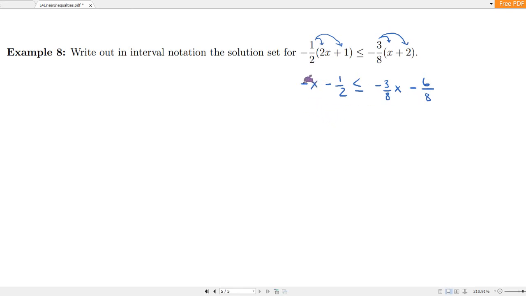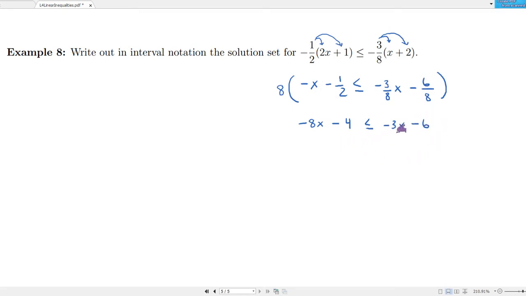So we're going to multiply both sides by 8, and we'll have -8x, and 8 times this will have -4, because that'll be 8/2. We're multiplying by a +8, so we don't have to switch this. But then 8/8, those are going to reduce, so we're left with -3x. 8/8 is reduced, so we're left with -6.